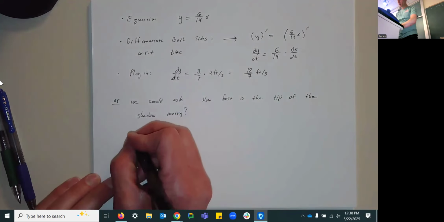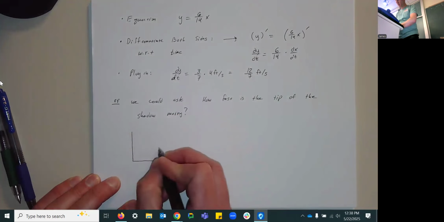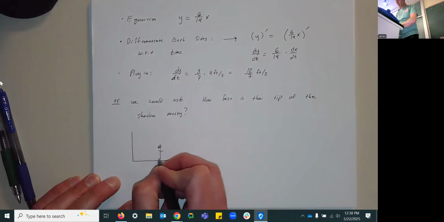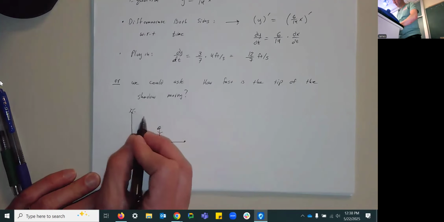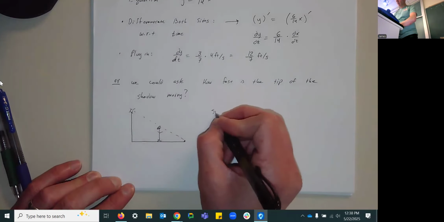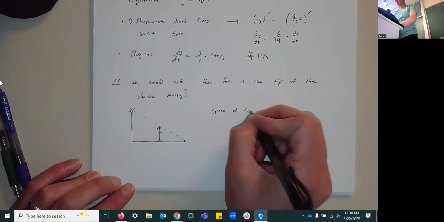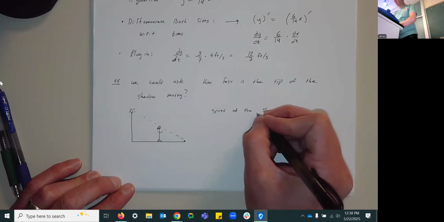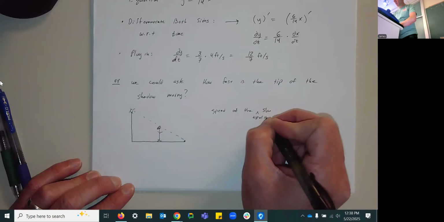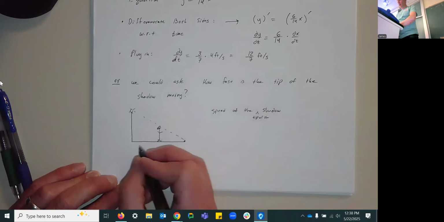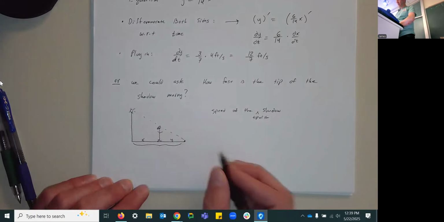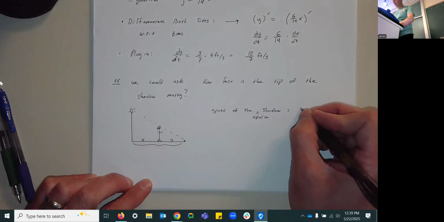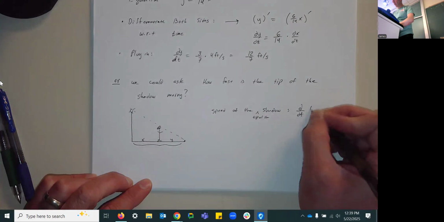Because if you think about it, looking back at our lamp picture over here, if your shadow is ending right there, the speed of the tip of the shadow is going to be how fast this length is increasing. So if that's x and that's y, the speed of the tip of the shadow is actually going to be the derivative of x plus y.